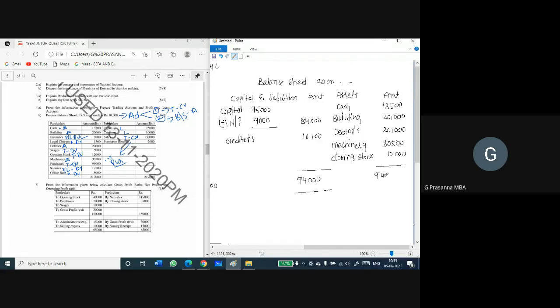84,000 plus 10,000 is 94,000. So in this way, you have to tally both the assets total and liabilities total. Both the liability side total and asset side total should be equal. Then only your problem will be correct. If in the examination this total is not tallied, check the trial balance question. In the trial balance, the debit total should be equal to the credit total. In some problems, sometimes this total won't be equal, and then your balance sheet won't tally. I think you will make a note.